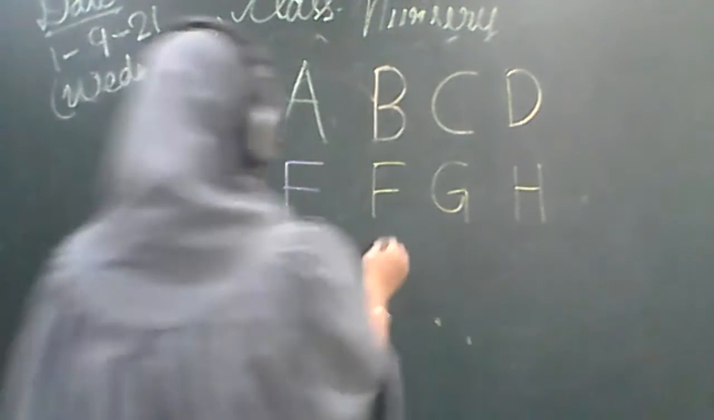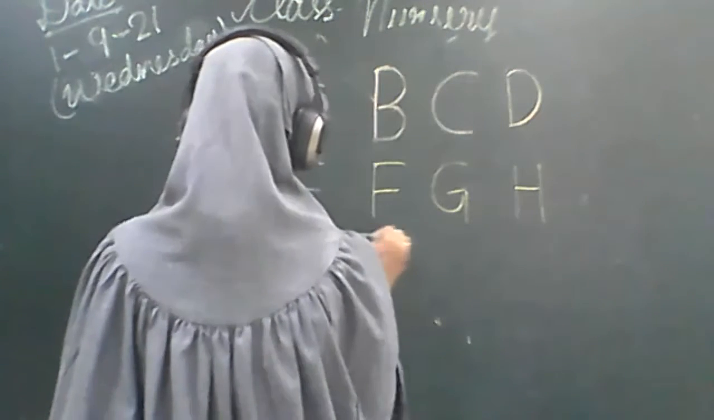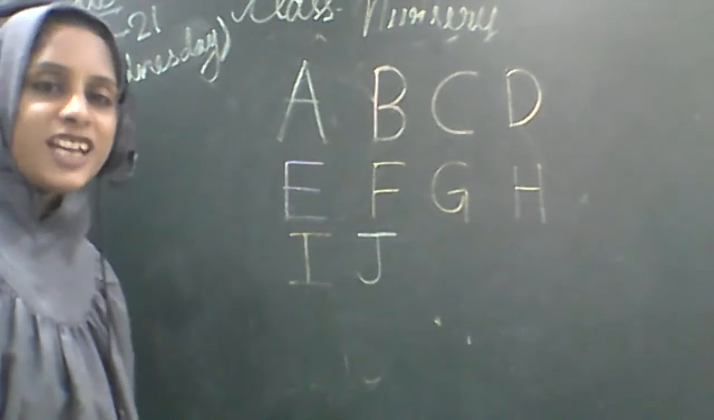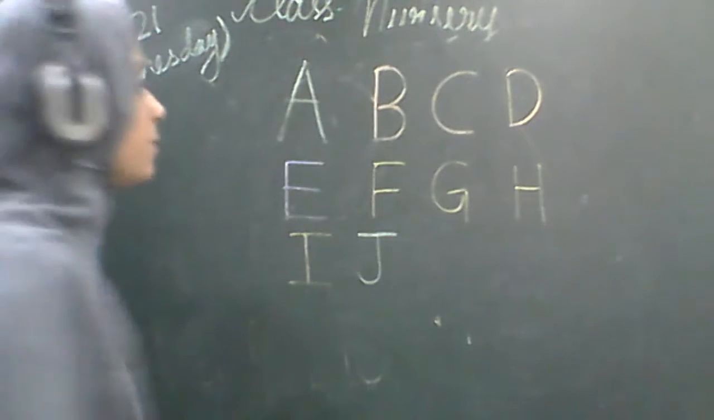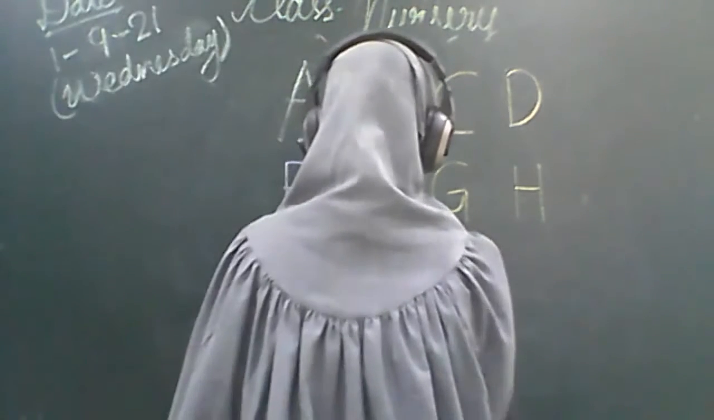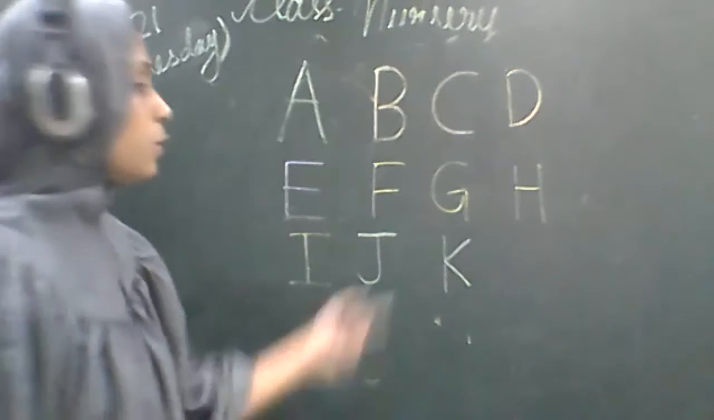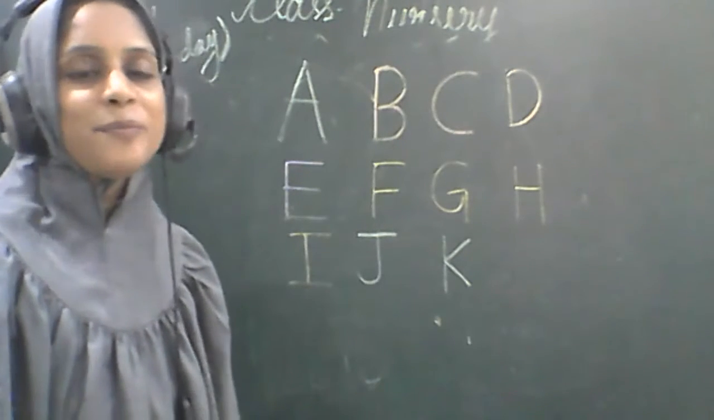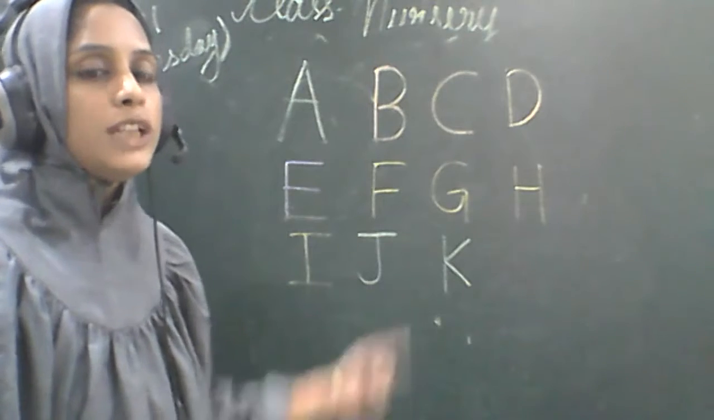After I, J. Which letter is this? This is letter J. Say with ma'am. After J, K. So which letter is this? This is letter K. Hai na? So we had done till here.